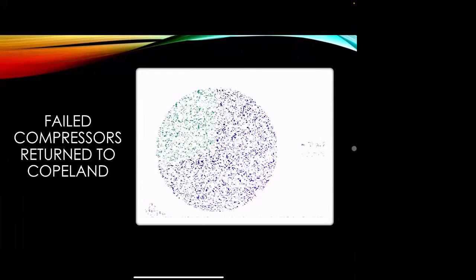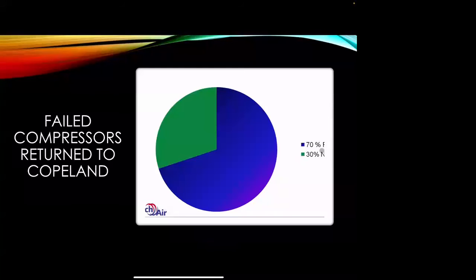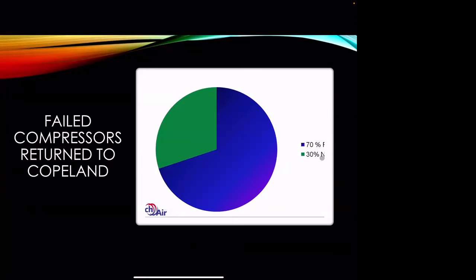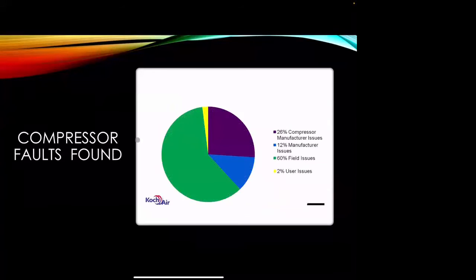So failed compressors that have been returned to Copeland. And this is the percent that we see here that are actually failed versus non-failed. Compressor faults found. So of those that failed or had faults, 26% are compressor manufacturer issues. So this purple right here is showing and representing the manufacturer issues that they have. So about a quarter of them. 12% is other manufacturer issues. So they equate to about 38%.